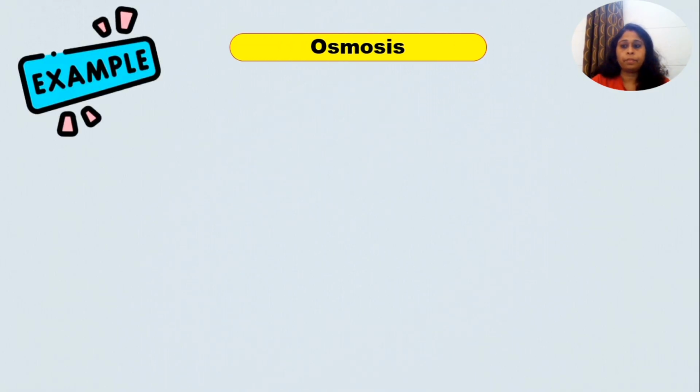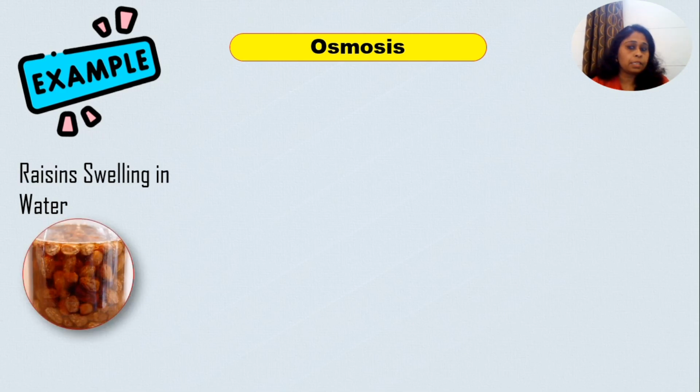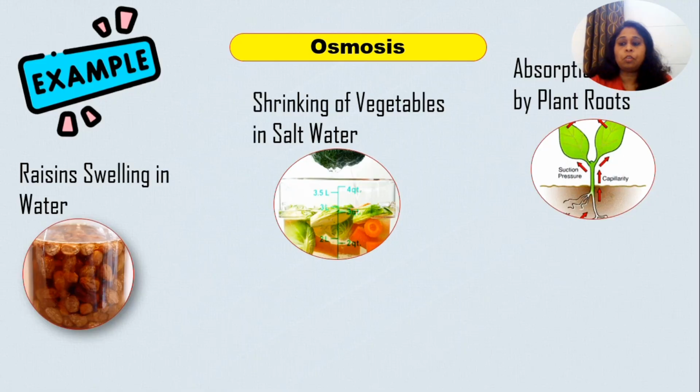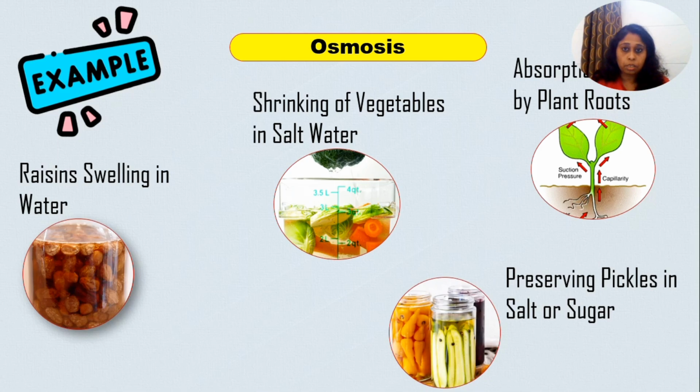Clear? Now let us see the example of osmosis. So first one is raisins swelling in water. Like when raisins are placed in plain water, the water enters through the semi-permeable membrane and they swell. You might have observed it. Next is shrinking of vegetables in salt water. Vegetables when placed in salt water lose water and then they shrink. Okay. Next is absorption of water by the plant roots. Then preserving pickles in salt. Osmosis occurs only in liquids, and semi-permeable membrane is important for the osmosis process.